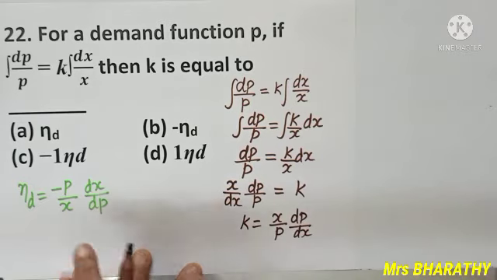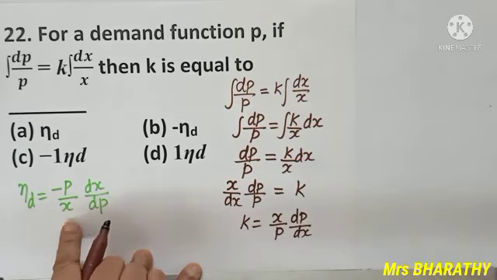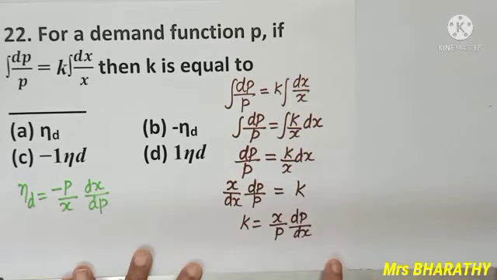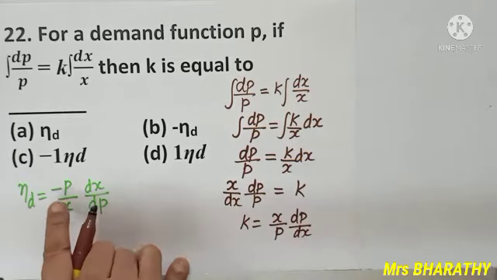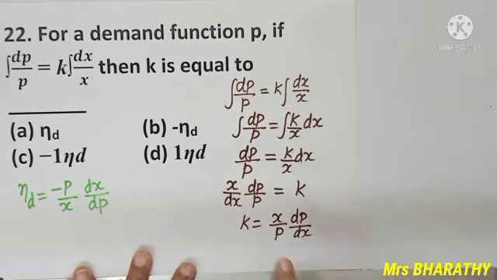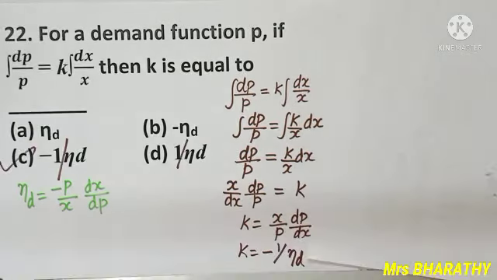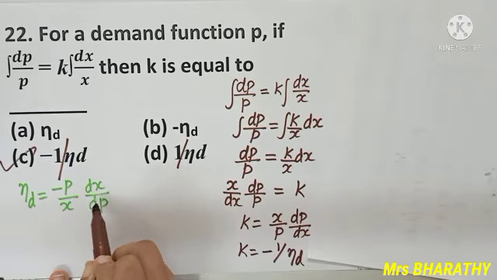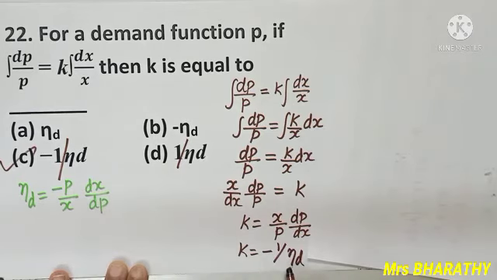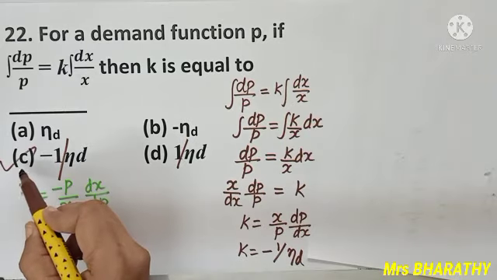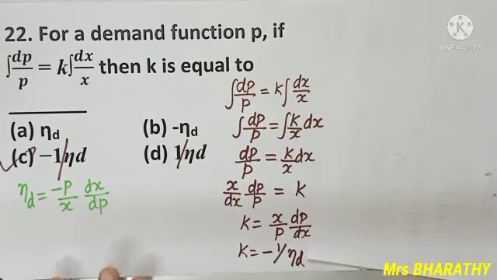We recall the formula for eta d, that is minus P by x dx by dP. Here just the reciprocal is available and the minus symbol is missing. So as I compare these two, I can write K equals minus reciprocal of eta d, that is minus 1 by eta d, and option C is the right choice.